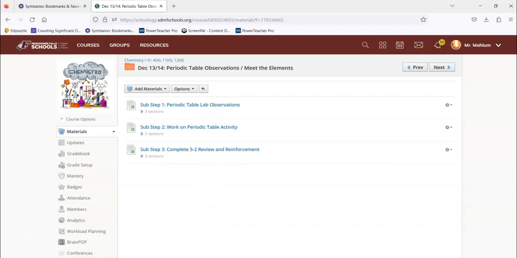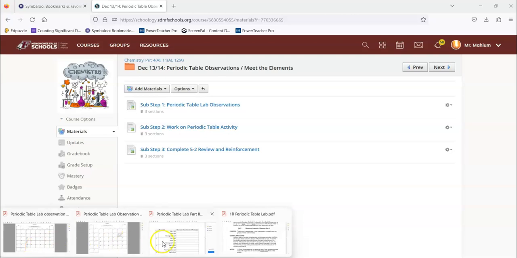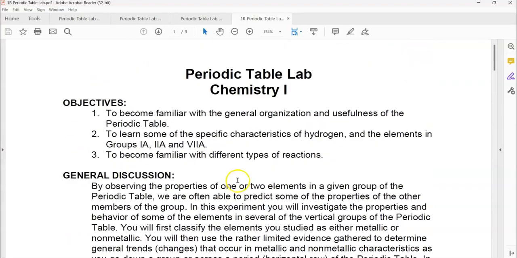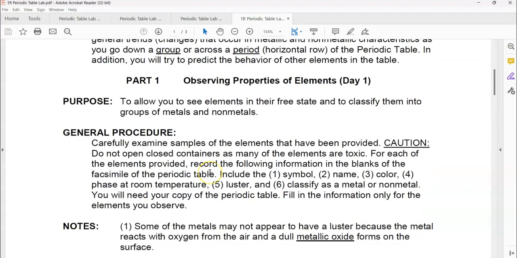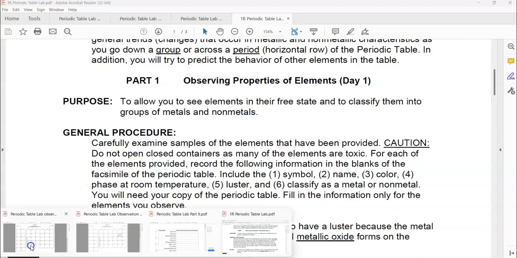In order to do that, this is what the actual start of this looks like, where we're going to be doing part one today. And part one just simply means you're going to walk around, take a look at the elements that are in the room, and write down all of the things that are required to write down. So, for example, you're going to be given a data table. That data table is a periodic table that is completely blank.